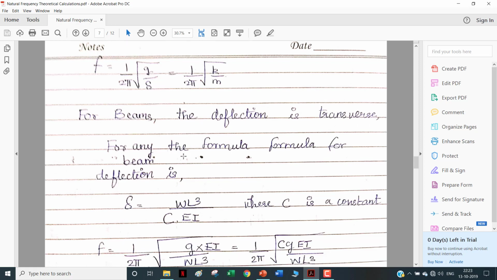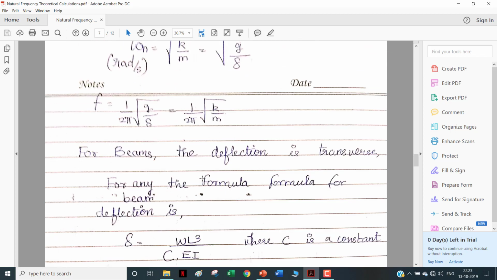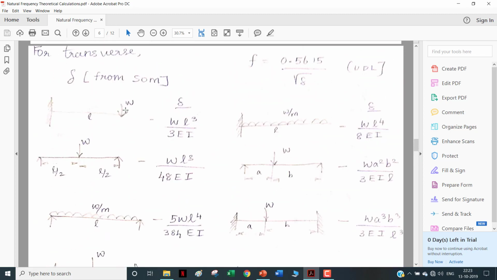For any beam, the formula for deflection is del equal to WL cube by CEI. Consider a cantilever beam with endpoint load: it is WL cube by 3EI. Whereas for a simply supported beam it is WL cube by 48EI. So for any beam, the formula WL cube by EI remains the same. Only the constant values change for each and every case.